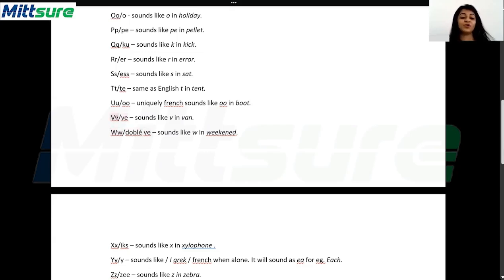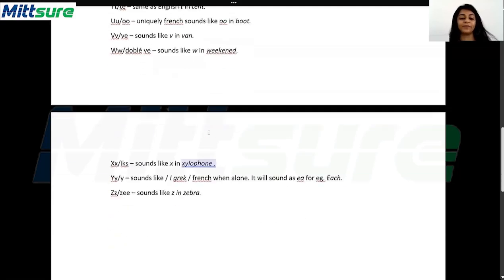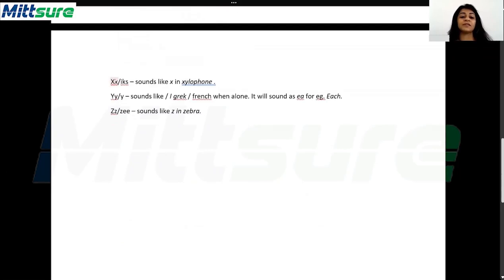W will be called as double V. Why? Because when we join these two V, it becomes W. So W means double V, right? But the sound is same as in English. It will have the sound of W only, just like in the word we can. Next we have X. X will be called as X, but the sound is same as in English.